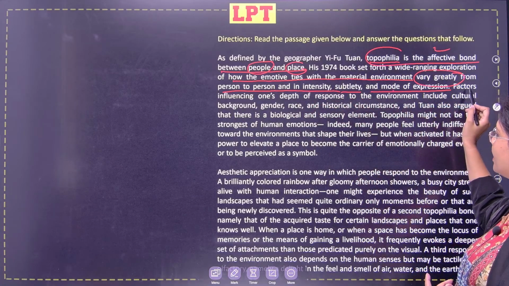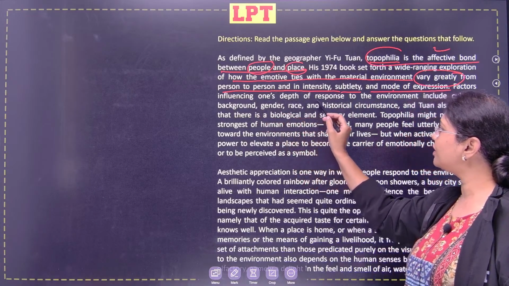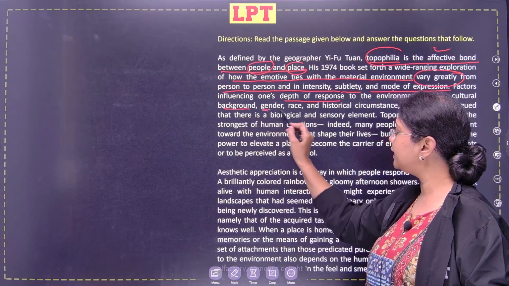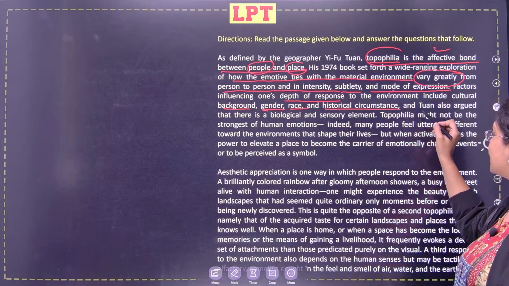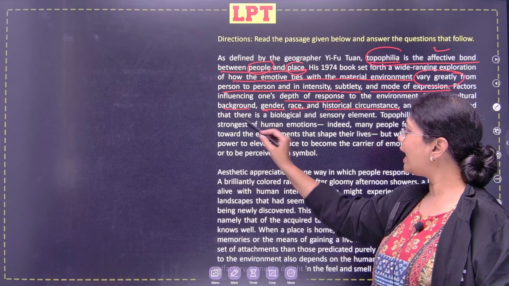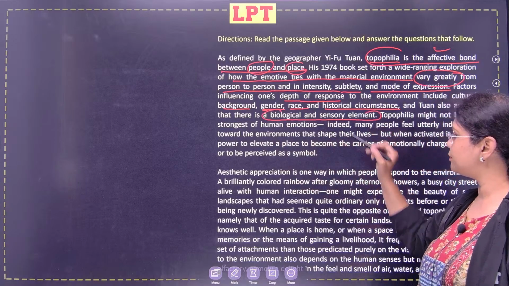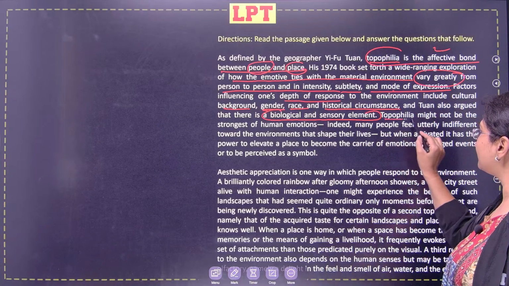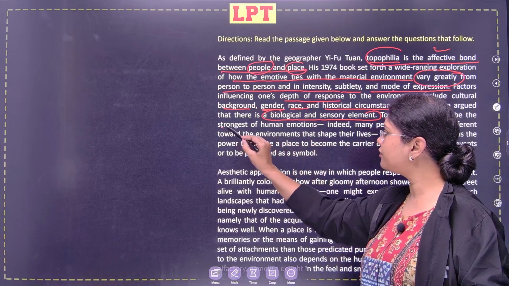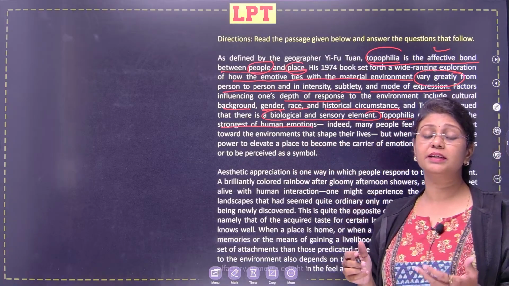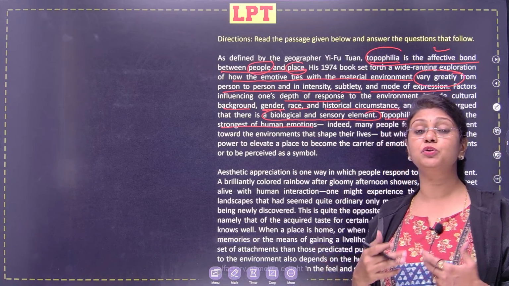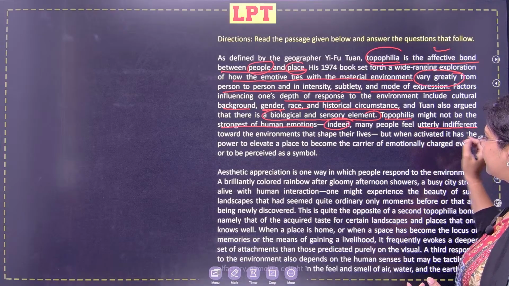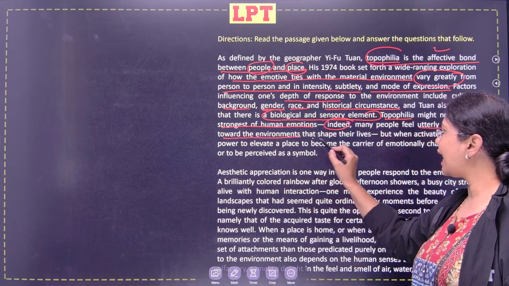and mode of expression. Factors influencing one's depth of response to the environment include cultural background, gender, race, and historical circumstances. And Tuan also argued that there is a biological and sensory element. So this is what we are discussing in terms of the factors. Let's read further. It says topophilia might not be the strongest of human emotions. So this is what the author is saying, that topophilia may not be the strongest of the human emotions. Indeed, many people feel utterly indifferent toward the environment that shapes their lives.